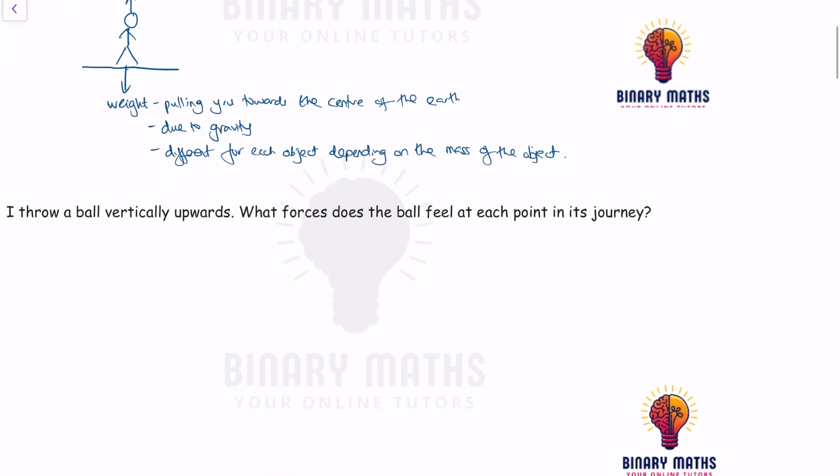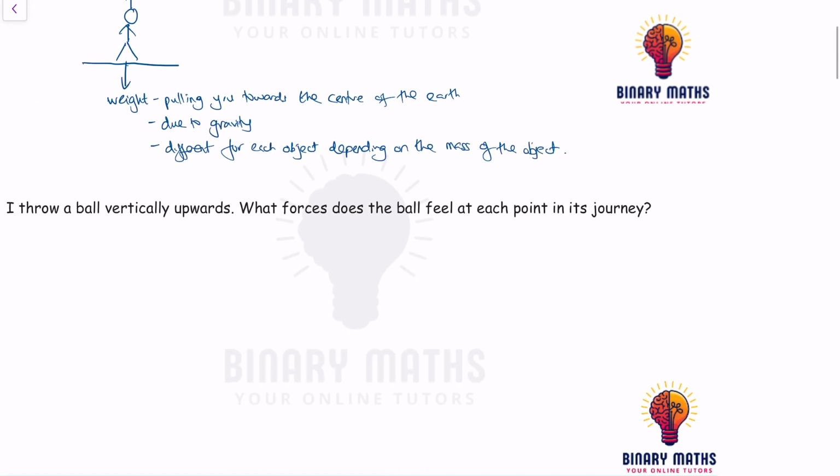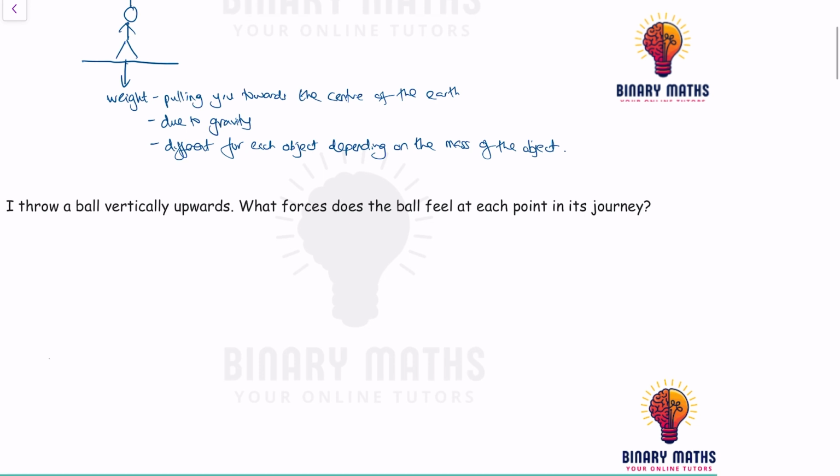Okay. So I throw a ball vertically upwards. What forces does the ball feel at each point in its journey? So you're throwing the ball up. It's going to A, to B, back to C, back to the same level that it started off at. Now the only force acting on the ball is gravity, because it's up in the air. We always ignore air resistance.